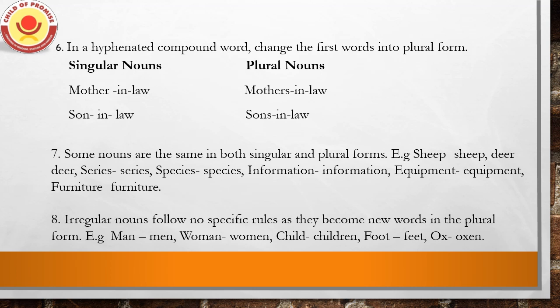And then the last rule: irregular nouns follow no specific rules, as they become new words in the plural form. In other words, irregular nouns totally change into a new word when they turn into their plural form. For example, man, you can see that it's totally changed. Men is the plural form. We have woman, women. Then we have child, children, foot, feet, ox, oxen. We have so many examples. So irregular nouns don't follow the previous rules that have been mentioned. Instead, they change into totally new words. I hope you're following.